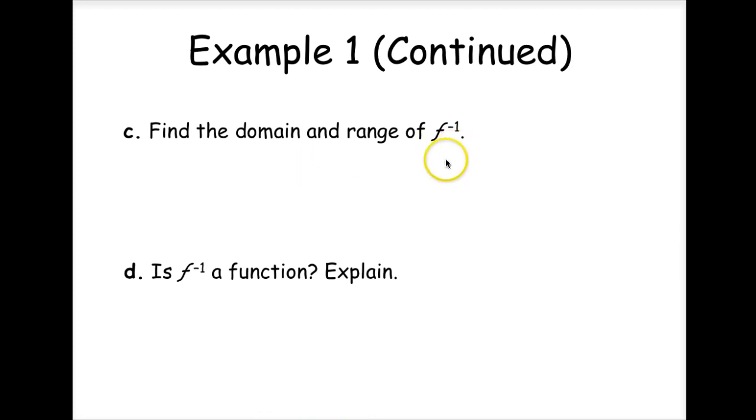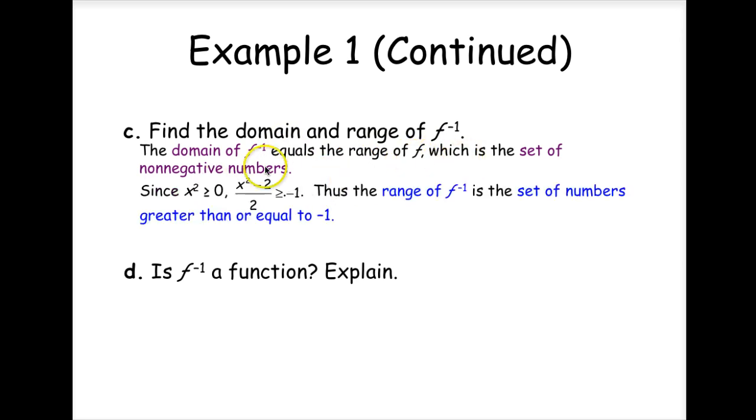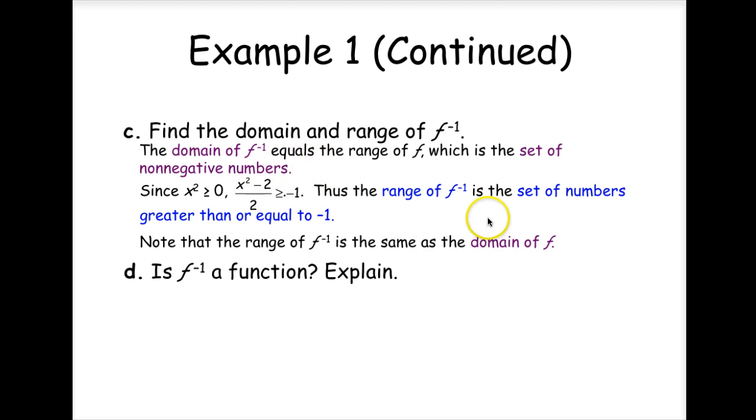Find the domain and range of the inverse of f. So the domain of f inverse equals the range of f, which is the set of all non-negative numbers. And since x squared is greater than 0, thus the range of f inverse is the set of numbers greater than or equal to -1, which just happens to be the same as the domain of f. So we switch back and forth. So the domain is the range of f, and the range is the domain of f.